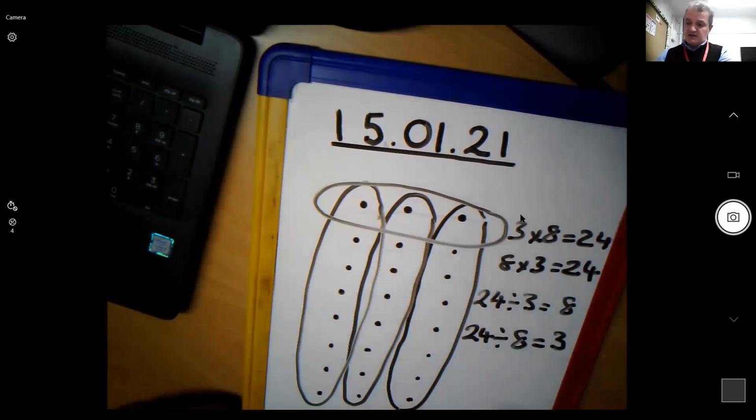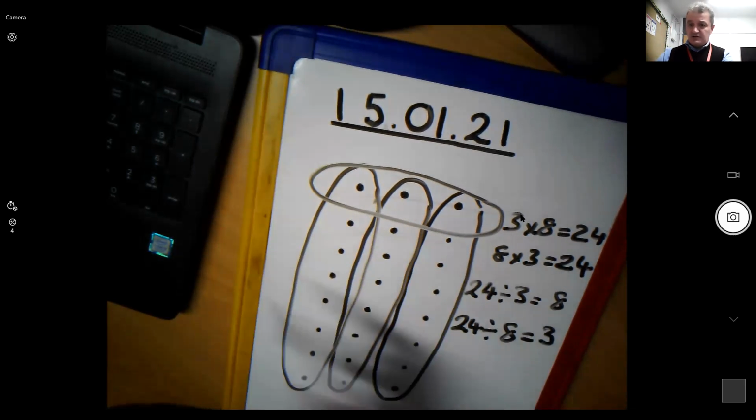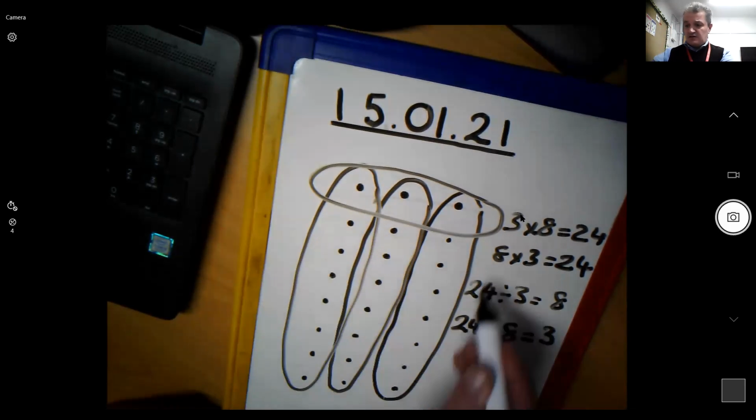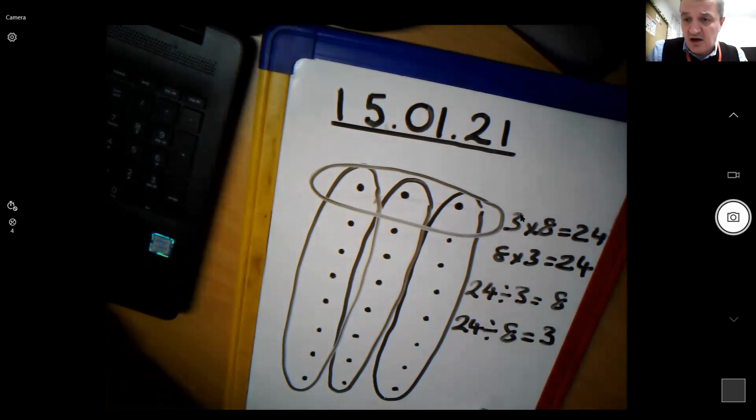So that's what I'd like you to do today. When we're practicing these questions, a good way of doing arrays is just with dots in your book, and then a nice pictorial representation, and then just identify the different groups and how many are in the group. Really important. Okay, let's go back.